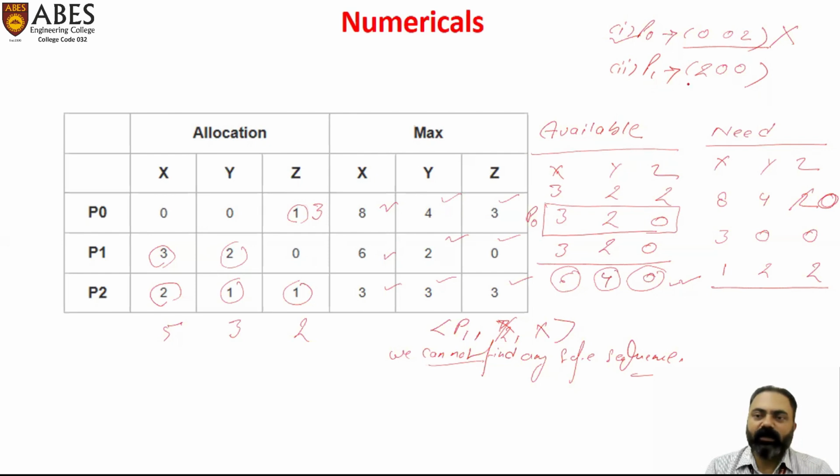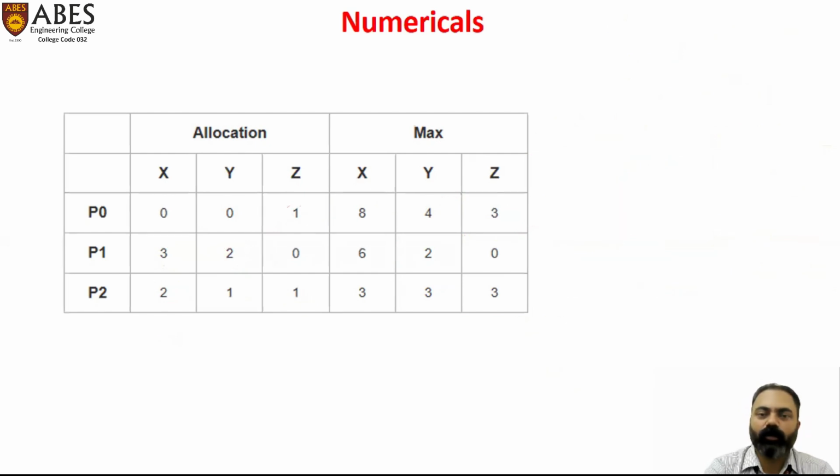So we can see 200. Okay, in next slide we can do it. The request of P1 is 200.